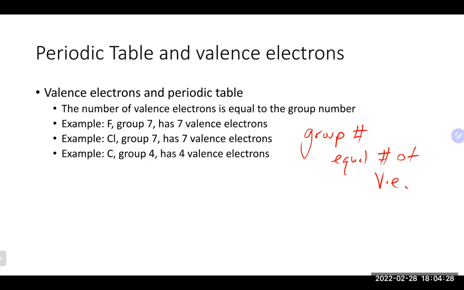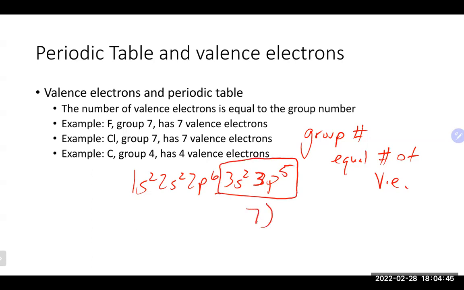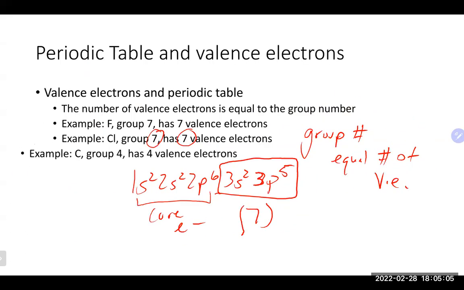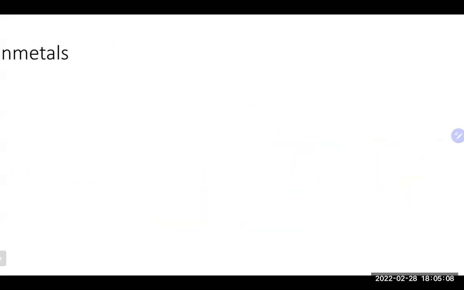Again, we looked at chlorine a second ago, which was 1s2, 2s2, 2p6, 3s2, 3p5, and it is these electrons here, which are the 7 valence electrons in chlorine. The others would be our core electrons. All you have to do is note that chlorine is in group 7, so it has 7 valence electrons. Much easier to figure it out. Carbon, which is group 4, has 4 valence electrons. Again, you could write out the configuration and determine it, or just go by group number.